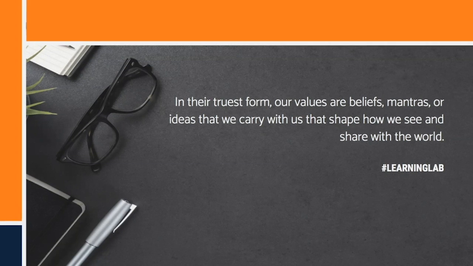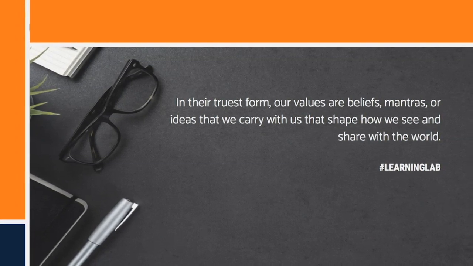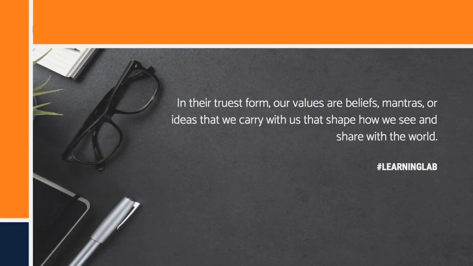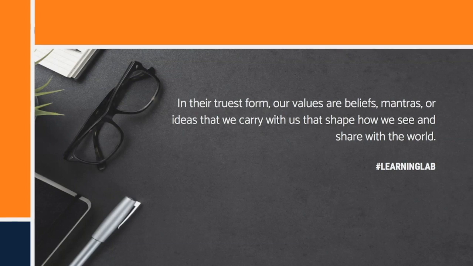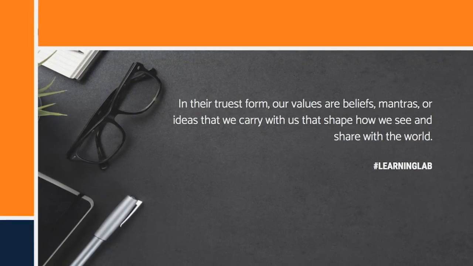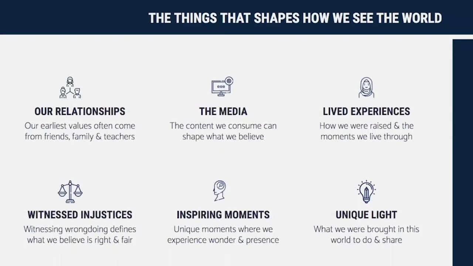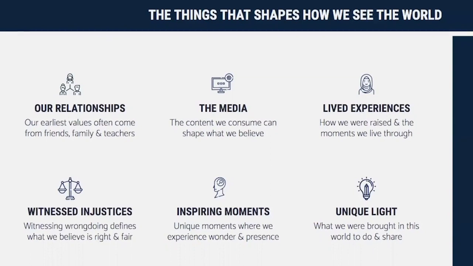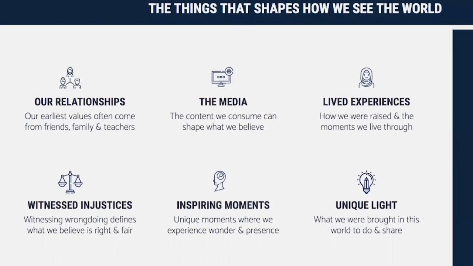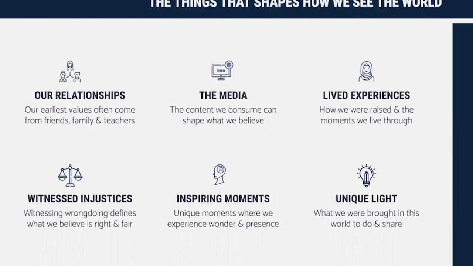And it is this idea that they, in their truest form, are our beliefs, mantras, and ideas that we carry with us to shape how we see and share in the world. So that should give you some little nuggets in terms of what values are and some ideas and terminologies to take away with. These 6 other elements are things that we can actually have a lot of control over, particularly as we move into the adult stages of our life, and we can start to define who we are and how we want to show up in the world and in business by looking at them more closely.